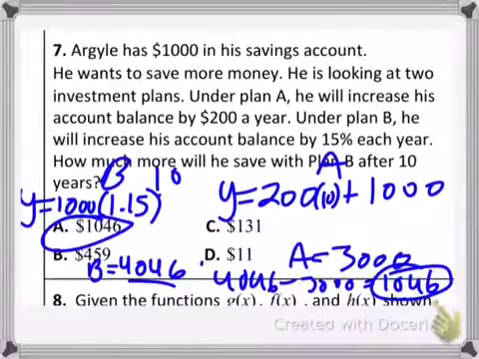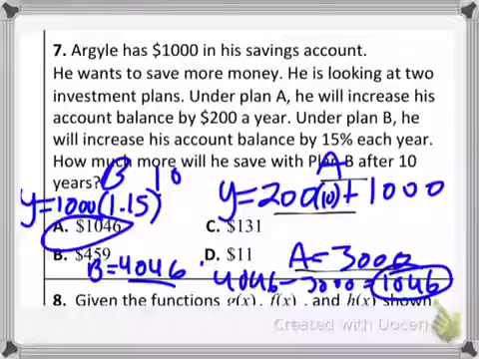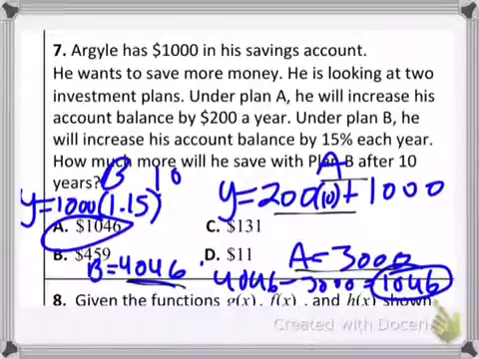Right here, Plan A, there's our equation: 200x plus 1,000. So plug in 10, we get Plan A has 3,000. Plan B is y equals 1,000 times 1.15, because 15% is a growth rate, raised to the 10th, which gives me 4,046. Subtract those, you get 1,046.